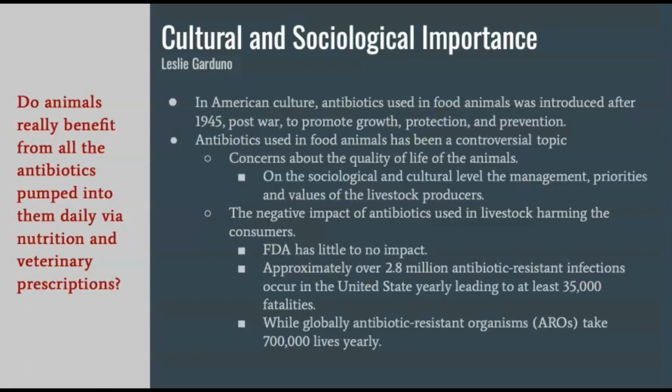According to the CDC, approximately more than 2.8 million antibiotic-resistant infections occur in the United States yearly, leading to at least 35,000 fatalities. While globally, 700,000 people die yearly from infections with antibiotic-resistant organisms, AROs, primarily impacting a third of children under 5 years old and the environment.